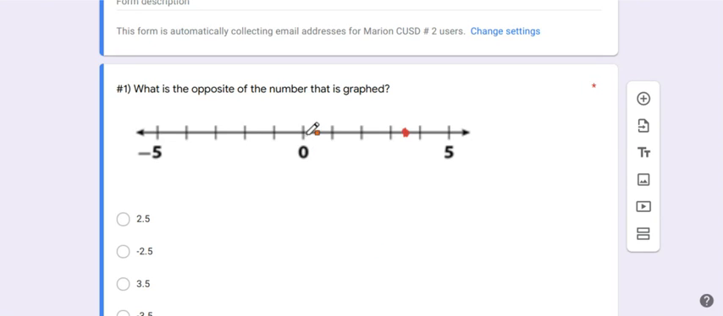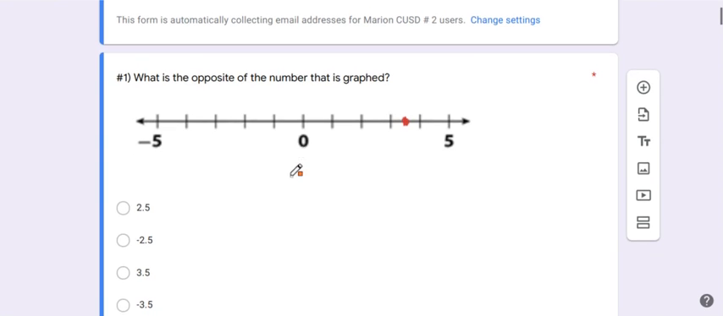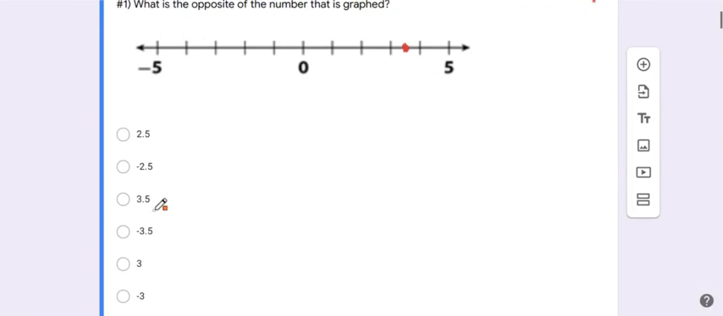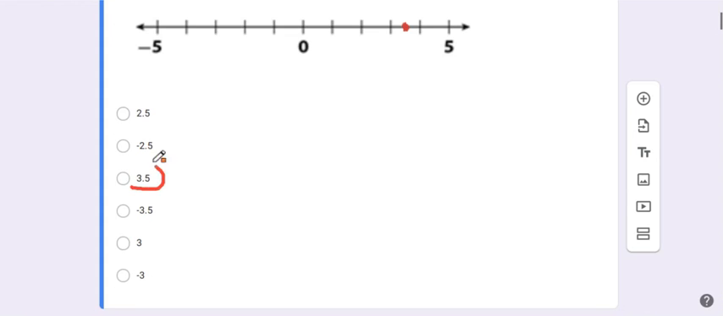So if I start at 0, I would go 1, 2, 3. Okay, and then I'm halfway between 3 and 4. And so halfway between 3 and 4 would be 3 and 1/2 more, or 3 and 1/2. Now, all my options here are in decimal form. So what is the decimal form of 3.5? Well, that would be 3.5.